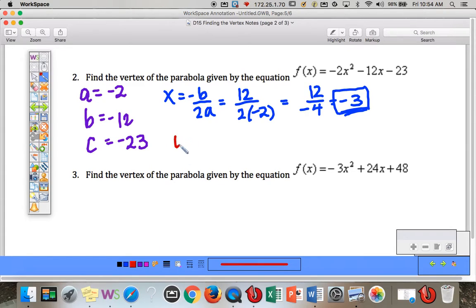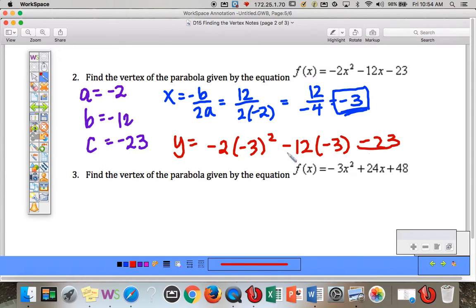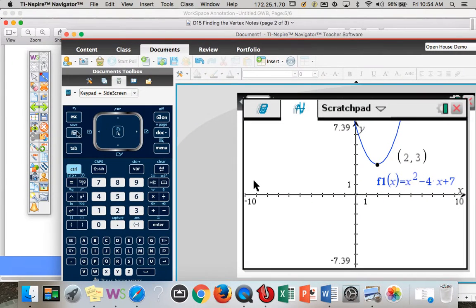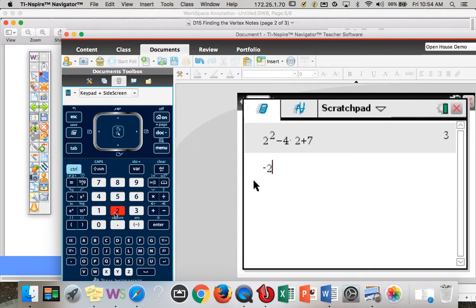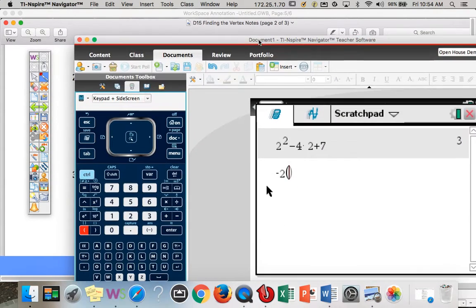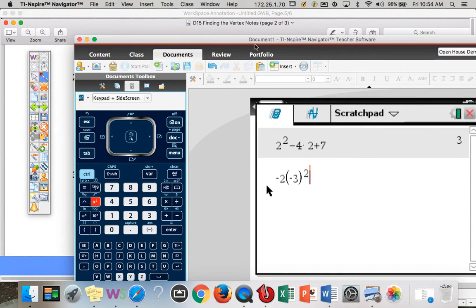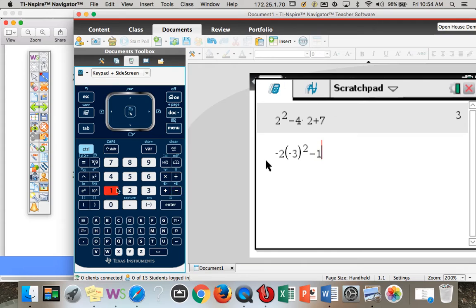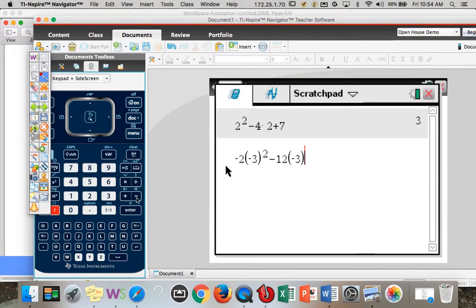Now we need the y value. Plug back into the original equation. -2 times -3 squared minus 12 times -3 minus 23. Now there's a lot of negatives and minuses here, so you need to make sure that you know how to type this in the calculator. So let's take a look at what that would look like. So -2 parentheses -3 squared, there's the first part, minus 12 times -3 minus 23. So here's what it should look like when you type it in, and we get -5.